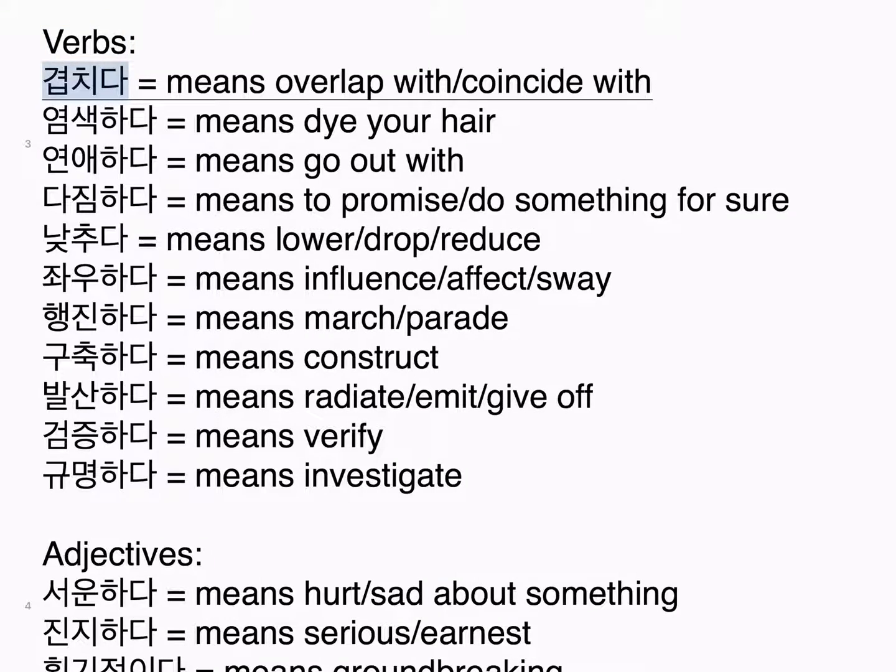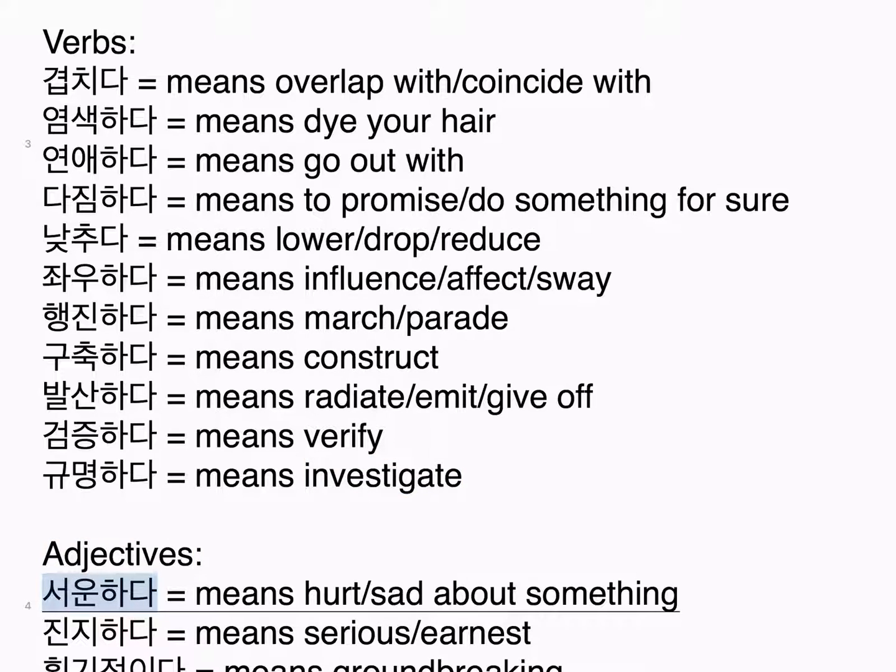Verbs. 겹치다, means overlap with, coincide with. 염색하다, means dye your hair. 연애하다, means go out with. 다짐하다, means to promise to do something for sure. 낮추다, means lower, drop, reduce. 좌우하다, means influence, affect, sway. 행진하다, means march, parade. 구축하다, means construct. 발산하다, means radiate, emit, give off. 검증하다, means verify. 규명하다, means investigate.